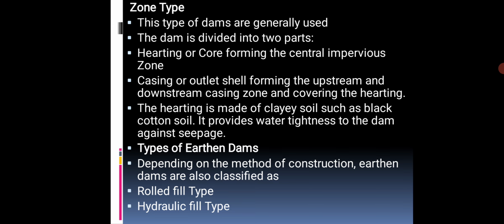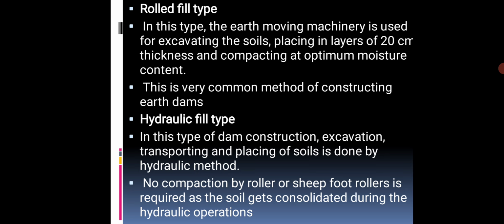Next one, types of earthen dam. Homogeneous earthen dams are of the roll fill type and the hydraulic fill type. First one, roll fill. In this type, earth moving machinery is used for excavating the soil, placing it in layers of 20 centimeter thickness and compacting at optimum moisture content. This is a very common method for constructing earthen dams.